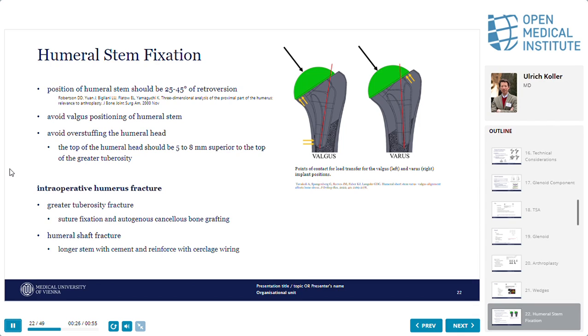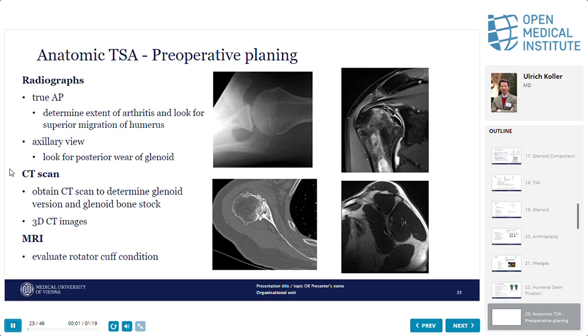Then you have to take care that you don't have an overstuffing here, because when you have an overstuffing, what will happen? You will cause the biggest reason for revision. And what's that? The secondary cuff arthropathy. So when you are too big here, you will have too much strain on the rotator cuff, and that will cause these problems.